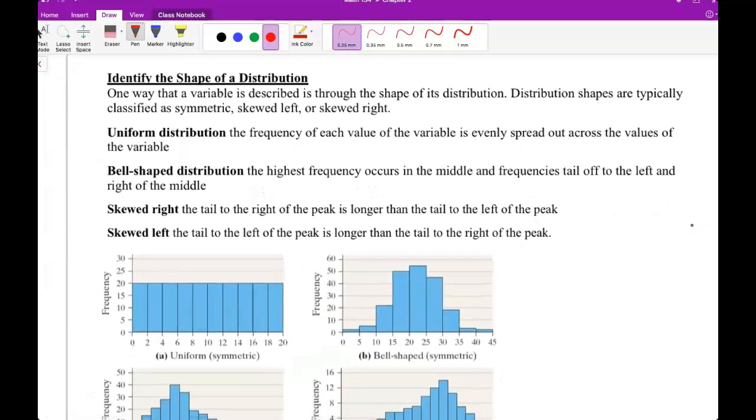Okay, next part. Here we should identify the shape of distribution. Here we have all these 4. So the first one, uniform distribution, bell-shaped distribution, skewed right and skewed left.